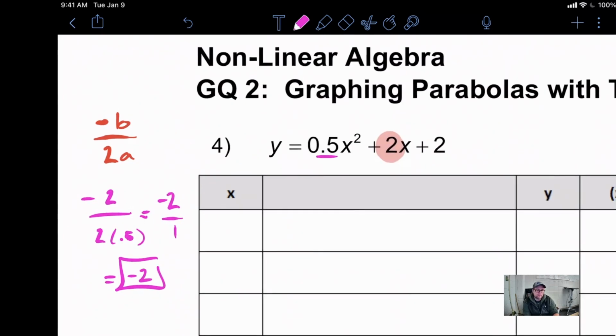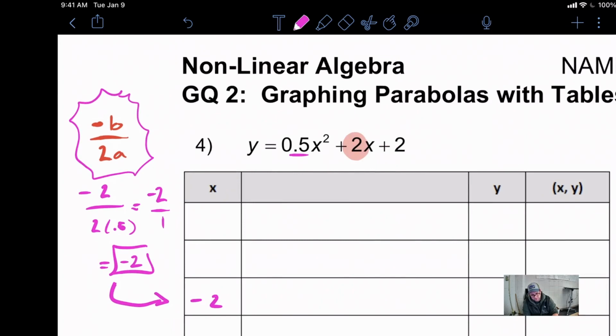Now remember, whichever value I get from doing this formula is going to be the value that I will put in the middle of my table. Once you get that starting value, you want to count up as you go down, so the next number bigger would be a negative 1, and this would be 0, and then you want to count backwards, so negative 3 and negative 4.